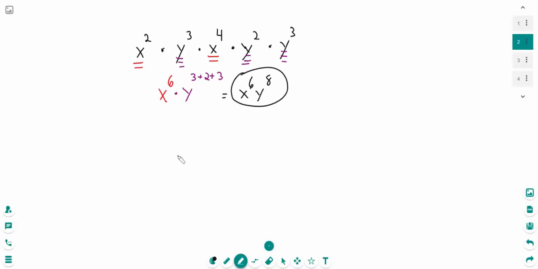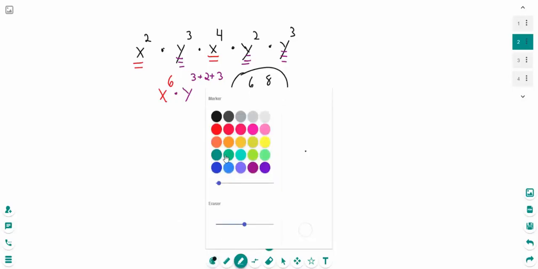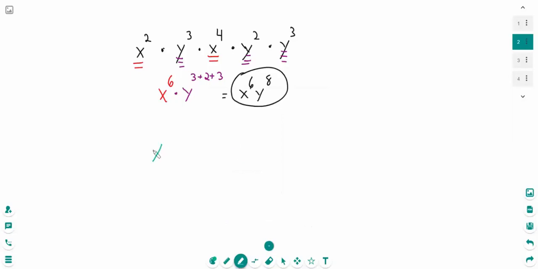Now, let's talk about another thing that we might run across here. What if we have something that looks like this: x times x squared times x times x. All right, and we're trying to multiply these together. When we're multiplying these, we want to add the exponents. They all have the same base, which is great. They all have the x, so we can add the exponents.